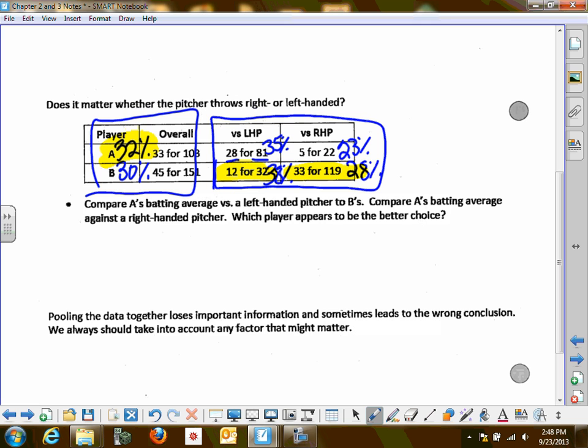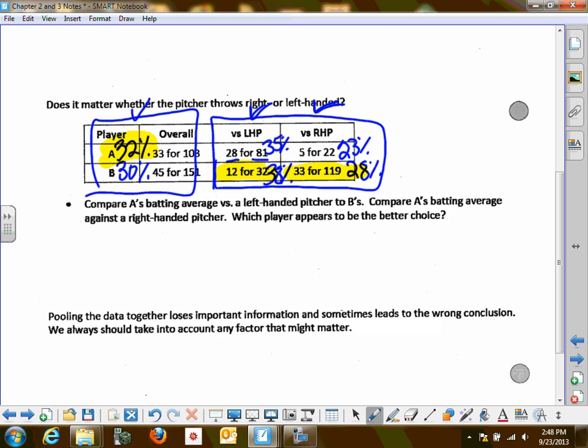I know that when the commentators are talking and a guy is coming up, I hear them talking more about righties or lefties as opposed to the overall. Now, they'll post the overall, but I hear them discussing this more. That plays into the choice of who they send in to bat. Now, here's how that happens.